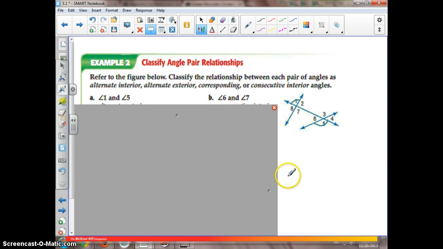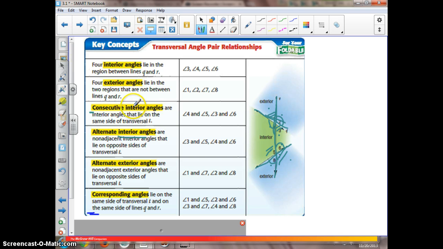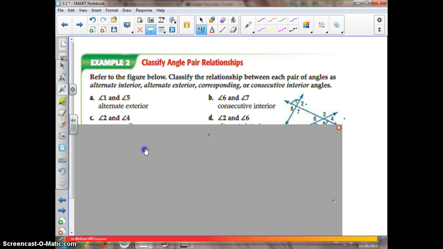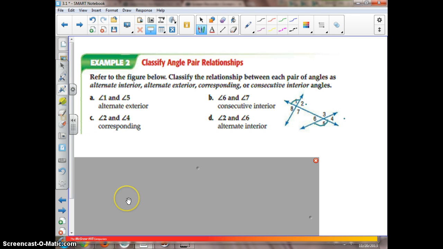Let's check 6 and 7 to see if we got those right first. These are on the inside, and they're on the same side of the transversal. So remember, inside, same side of the transversal is consecutive interior angles. All right, and then 2 and 4. Here's 2, here's 4. They're in the upper right, so that's the same spot, so we call that corresponding. And 2 and 6 are alternate interior angles. That's it for now.